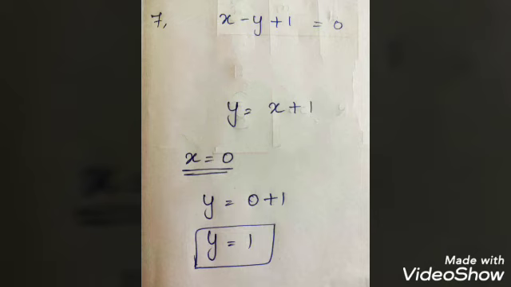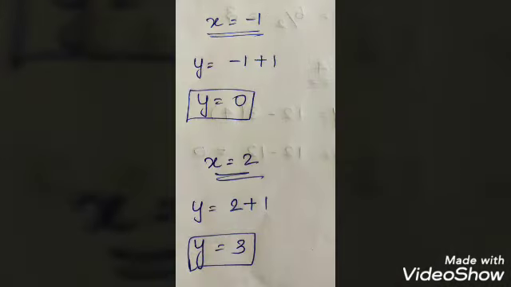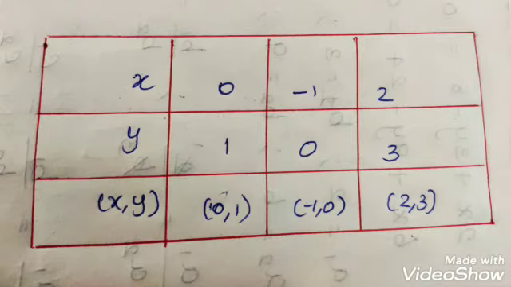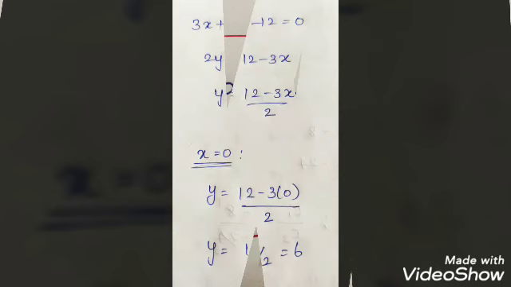First x is equal to 0, y equal to 0 plus 1, y equal to 1. Next x is equal to minus 1, so y equal to 0. x is equal to 2, what do we get? y equal to 2 plus 1, then y equal to 3. From the first equation we obtain these three points. Now we tabulate: 0, 1; minus 1, 0; 2, 3. These are the coordinates of x and y.